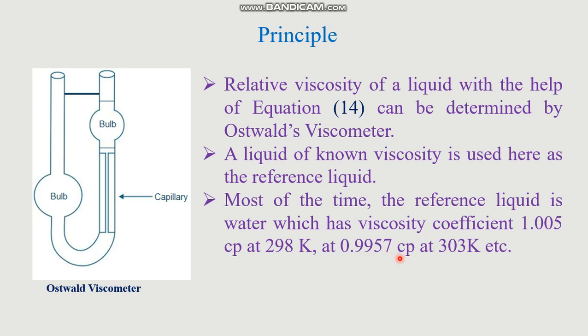And you know that the SI unit of viscosity is Pascal second, and the CGS unit of viscosity is poise, and we know that 10 poise is 1 Pascal second. Poise is dyne per centimeter into second, and one hundredth of a poise is a centipoise. So this is in the unit centipoise.